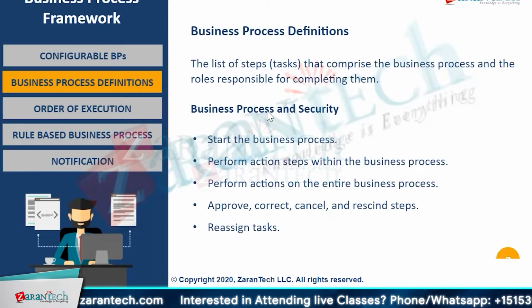So business process and security. Just like we had the domain security policy, you have these business process security policies, and you get to dictate which security groups are going to start the business process and the specific actions on the BP. So who's going to do the approval, and let's say if you have an integration kicking off, who's going to kick off the integration, and then who's going to perform actions on the entire business process. You can dictate who's going to approve it, correct, cancel, rescind, and reassign tasks. I'll show you all of that in a little bit.